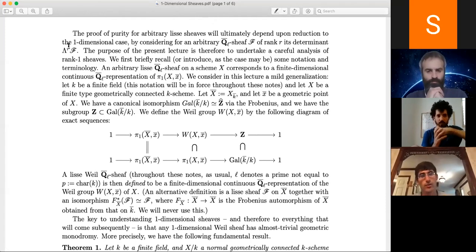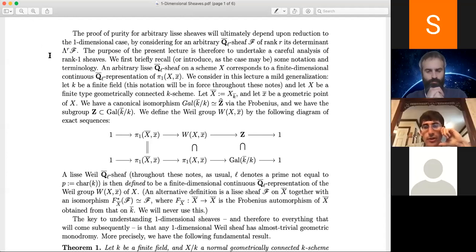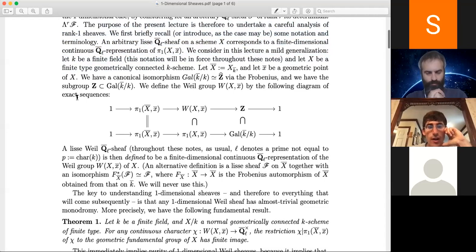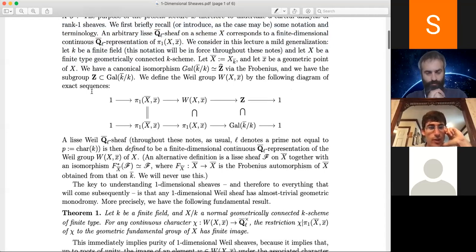Okay, so in the present lecture, what I'm going to do is carefully analyze rank 1 sheaves, right? So that's the same thing as characters of the étale fundamental group. Actually, we'll consider characters of the Weil group, okay? But just to clarify notation, I don't know what notation you've been using so far, I'm just going to give some definitions here.